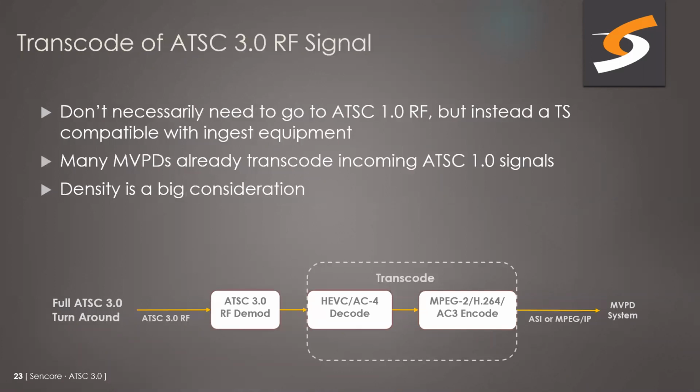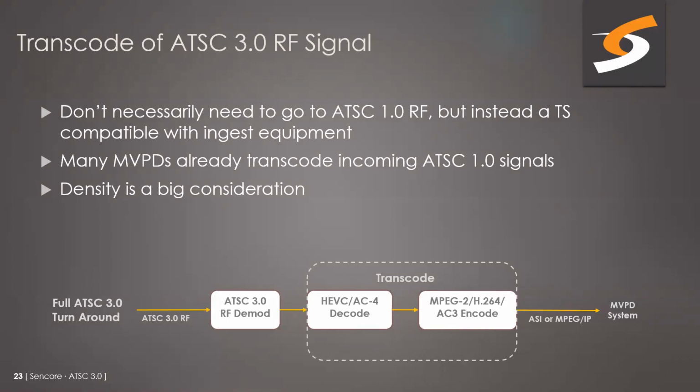So the third scenario I lay out here is really transcode of the ATSC 3.0 RF signal, and I think this is what the ATSC recommended practice A370 talks about: how do we take the ATSC 3.0 signal in all its glory, with all of its new technologies and codecs, and convert it into a signal that's reusable for most MVPDs.